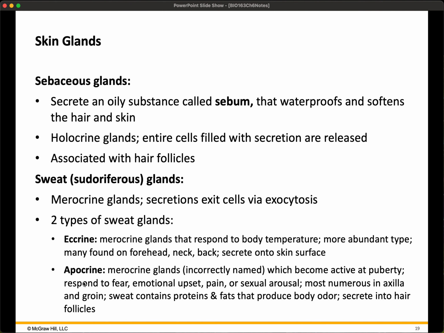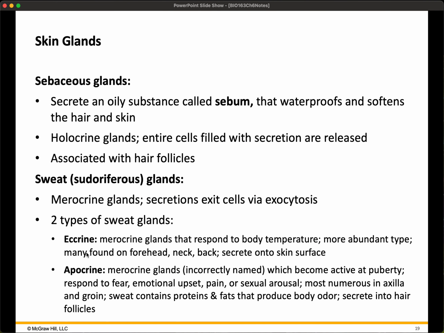But apocrine are the ones that become active during puberty. They are mostly found in your axillary and groin regions, and they release their secretions, yes, based on temperature, but also emotional arousal, pain, upset, that kind of stuff. And they help contribute to the body odor that we associate with those areas.